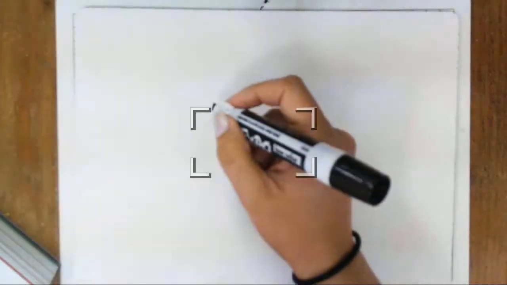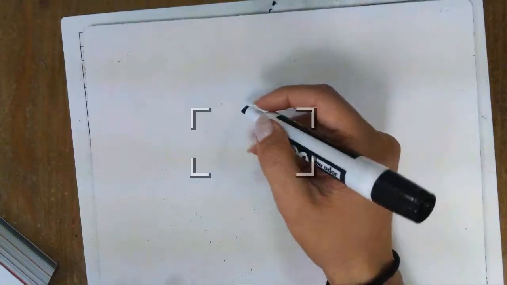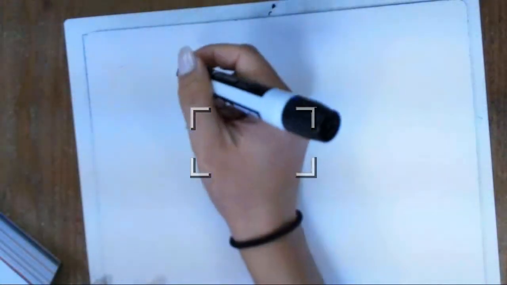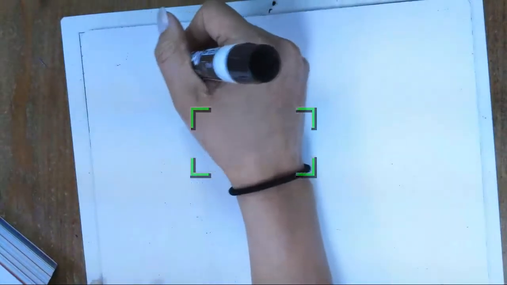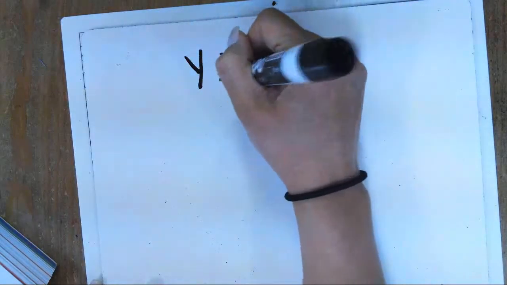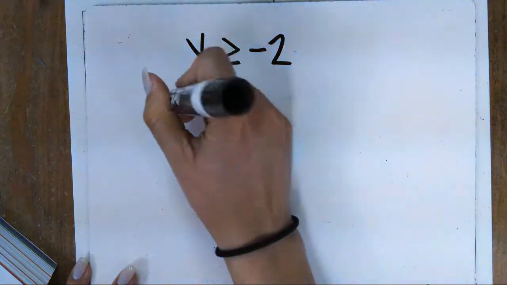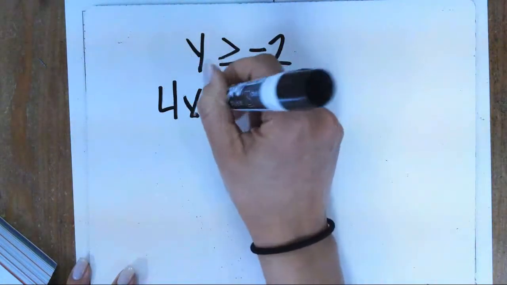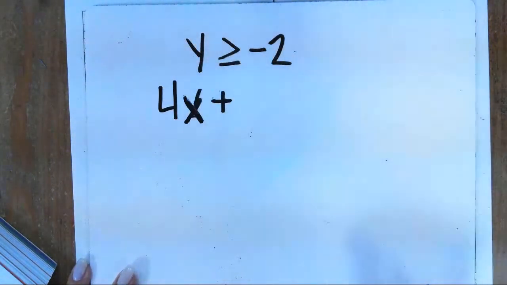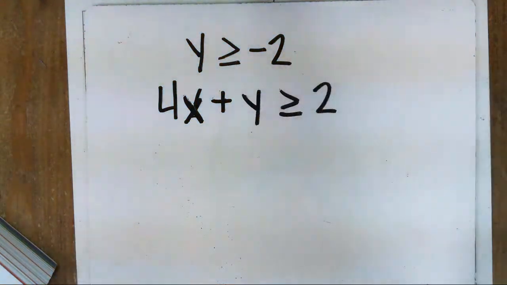Okay, so I'm going to go ahead and write out an equation. If I have y is greater than or equal to -2, and then I have 4x plus y is greater than or equal to 2.